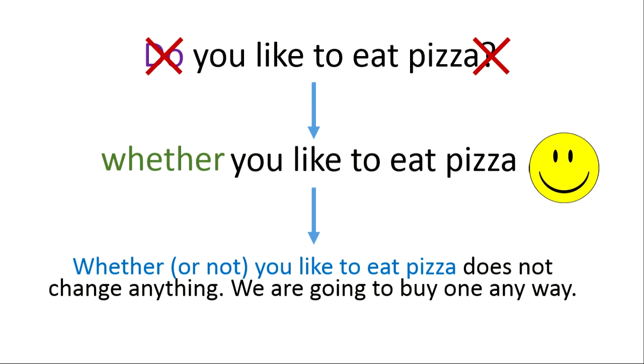It doesn't really sound natural to use if when the yes-no question turns into a noun clause and it is used as the subject of a sentence. What I mean is that if you start your noun clause with if at the beginning of the sentence, it would be mistaken for a conditional sentence. So it's better to use whether, and it is more natural to use whether or not. But or not is optional. As you can see, it appears in the parentheses. Whether or not you like to eat pizza does not change anything. We are going to buy one anyway.